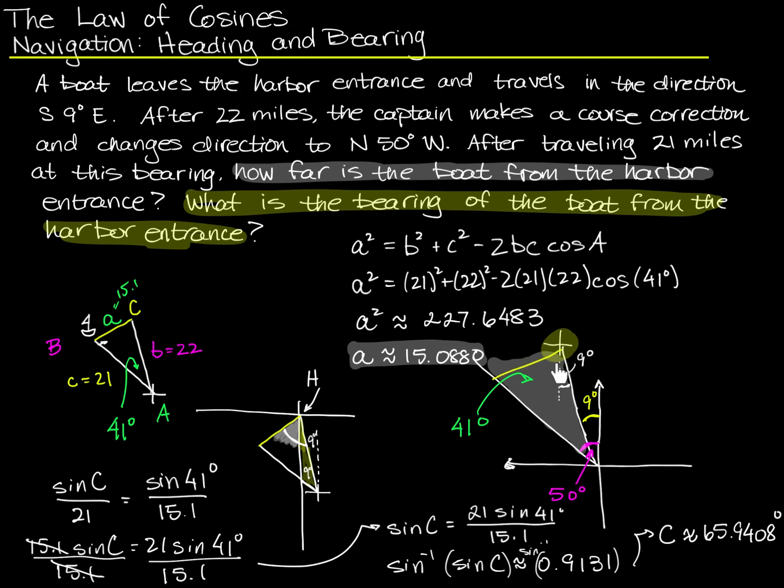But remember, I'm looking for the bearing of the boat from the harbor entrance. So I don't want the whole angle. I just want the part of the angle that's to the left of the vertical line here. So I have to take this whole angle and subtract 9 from it. Minus 9 gives me 56.9408 degrees. And that is the answer to this second question.